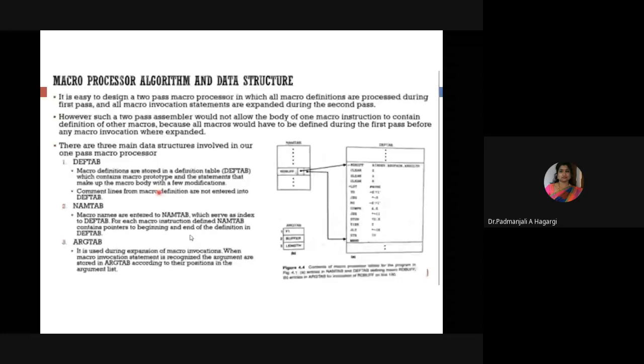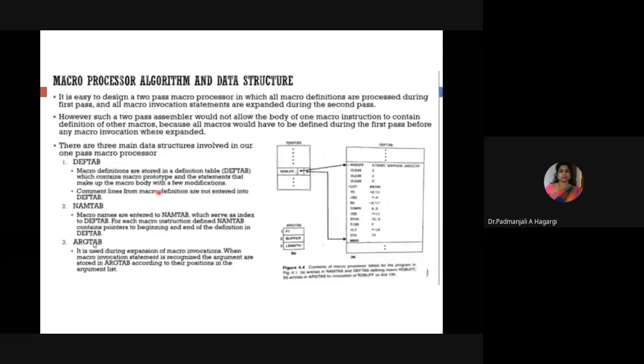then the sequencing symbol name table, then the expansion time variable name table, and also the parameter name table. So these are all the tables. So many different tables. You need to note down how many tables are processed in pass one. It will process nearly around 9 tables, but those 9 tables are structured into 3 main data structures, that is the definition table, name table, and the argument table.